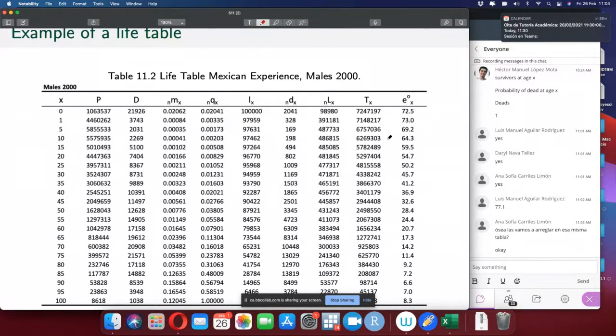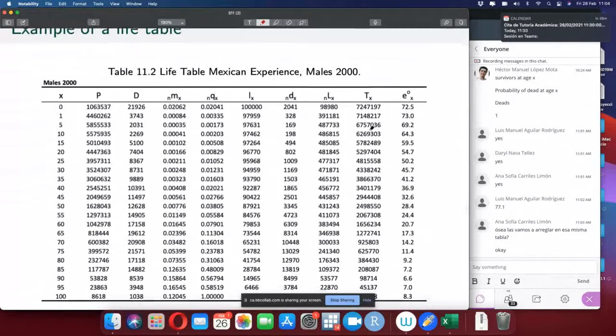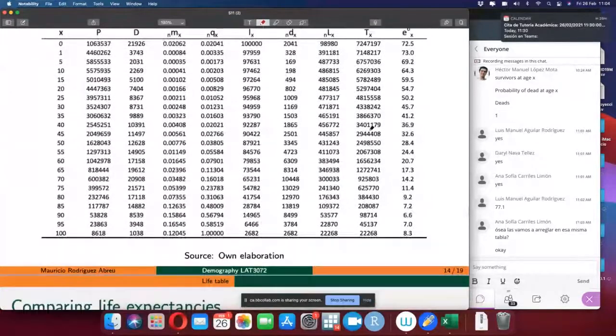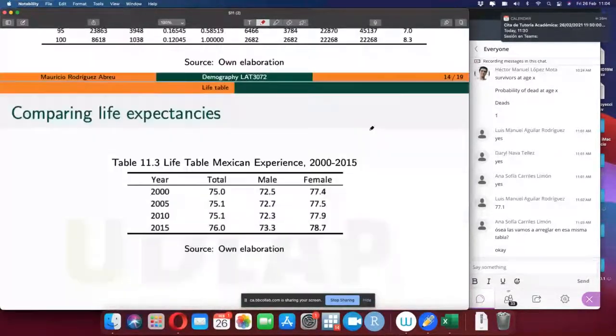If you get the opposite in Mexico, something is wrong. If we are in a country where we know there is genital mutilation for women, and we have all these things, that could happen. But in Mexico, there's no way life expectancy for men is higher than for women. So these are the checkpoints that we need to be doing.